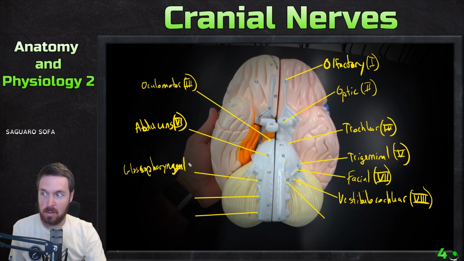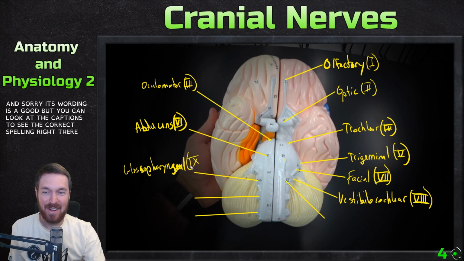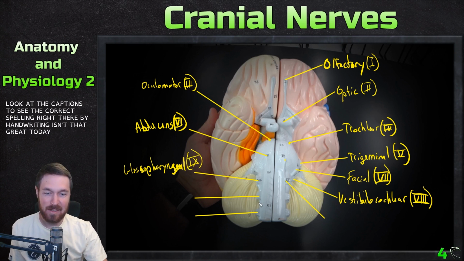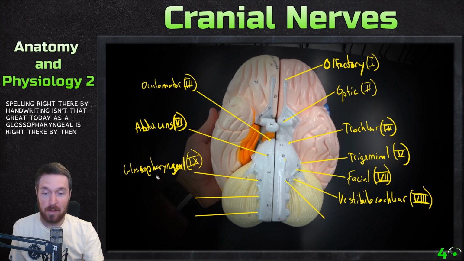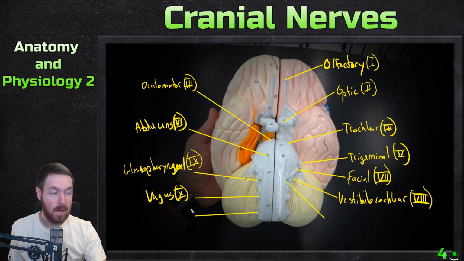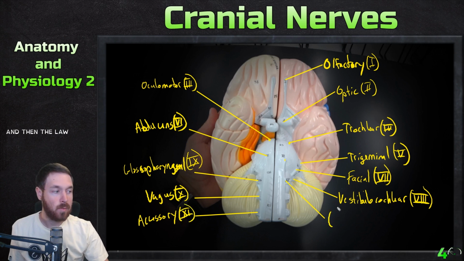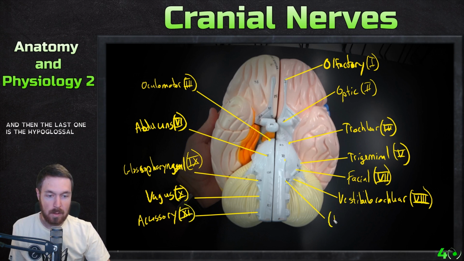So glossopharyngeal. Sorry, the writing isn't good, but you can look at the captions to see the correct spelling. My handwriting isn't great today. So glossopharyngeal is right there. Then the next one is number 10. This is the vagus nerve. Then 11 is the accessory nerve. So XI. And then the last one is the hypoglossal nerve.